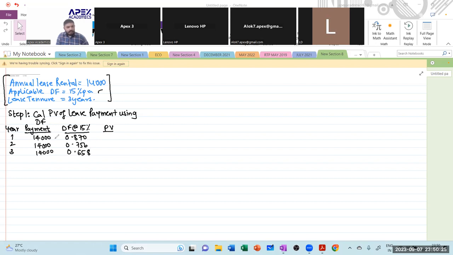Calculate the present value. Payment multiplied by discount factor is equal to present value. So 14,000 multiplied by 0.870. What is your answer? 12180. 14,000 multiplied by 0.756. What is the answer? 10584. 14,000 multiplied by 0.658. What is the answer? 9212.